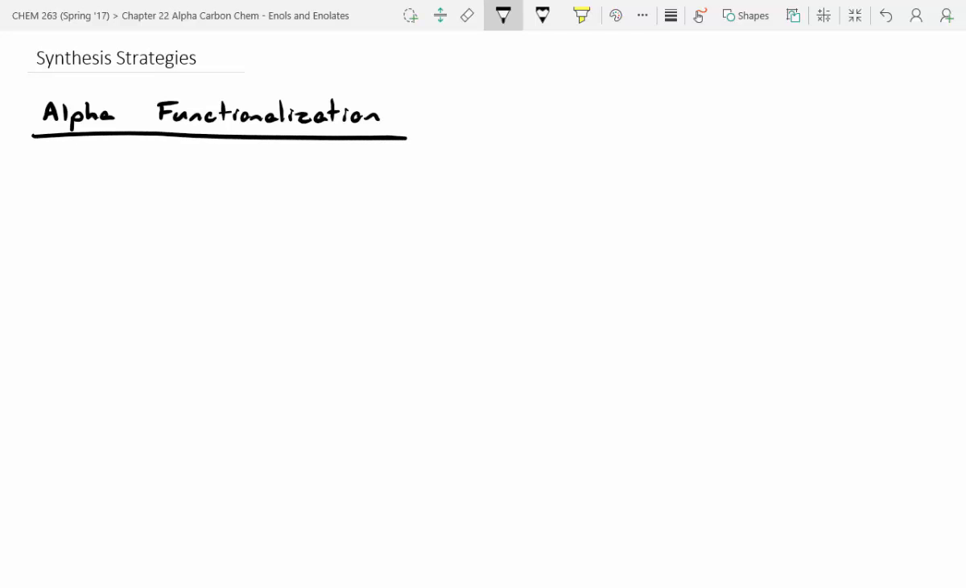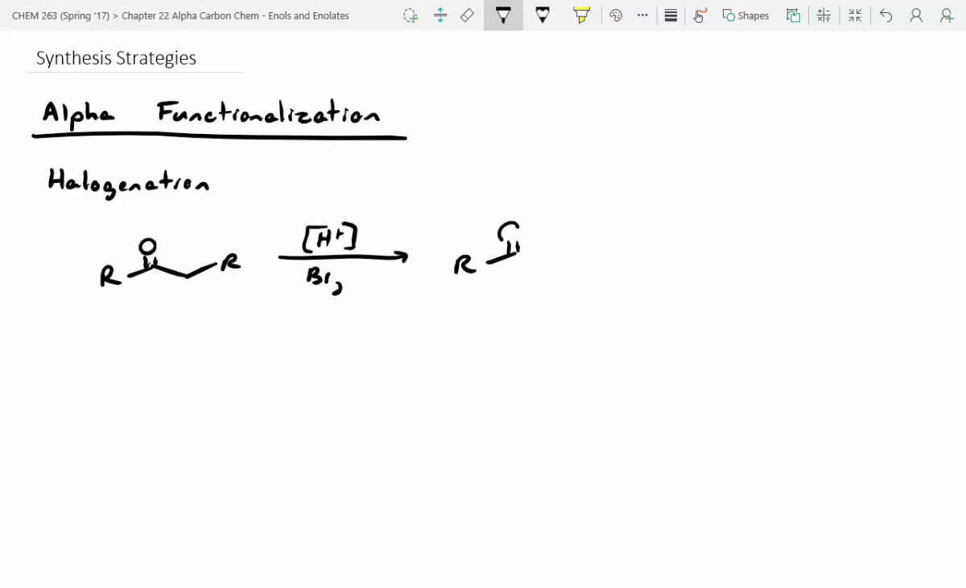So this means we're going to functionalize the carbon adjacent to some other carbonyl. The first one we saw was halogenation. That was where we had typically a ketone. We treat this with acid and bromine, and we can really easily halogenate over on this alpha carbon. Oops, sorry, this should be a Br. So this is our alpha halo ketone.